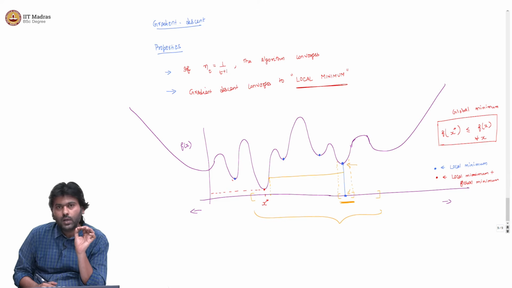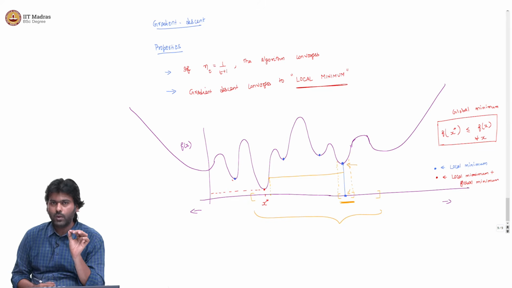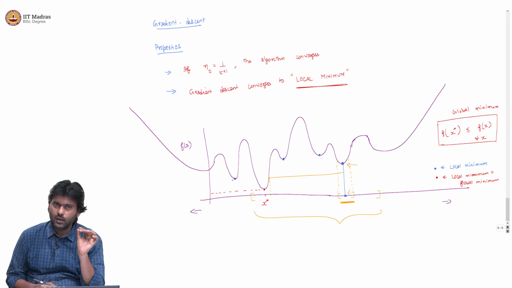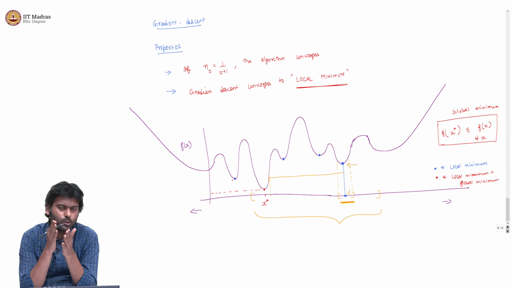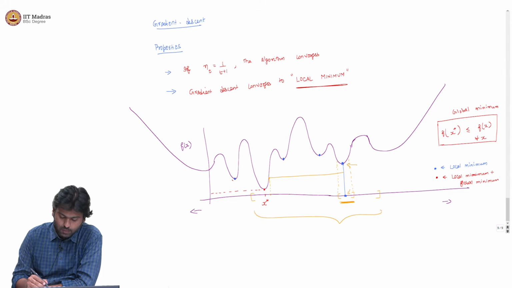Now, for something to be characterized as a local minimum, the only necessity is that there should be some interval around that point such that the value of the function at the point is smaller or equal to the value of any point in that interval. I do not care how small this interval is, as long as there is some interval, I will call this point a local minimum, right. So, that is the definition of local minimum, right.